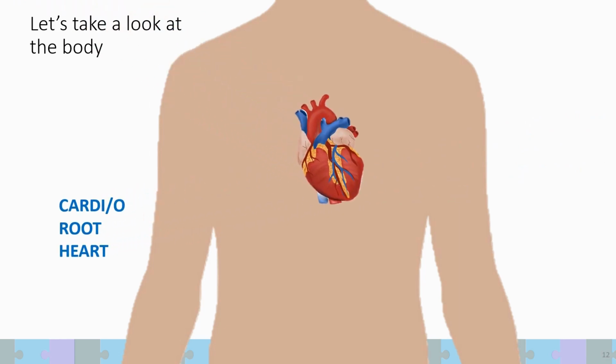All right, hopefully you recognize this as the heart. We have also seen this word before. Cardio is the root term for the heart, C-A-R-D-I-O. So this is not a new one. I just wanted to make sure we had a visual of what this looked like inside of the chest cavity. And we're going to use this root term with our new suffixes today to create some brand new terms.